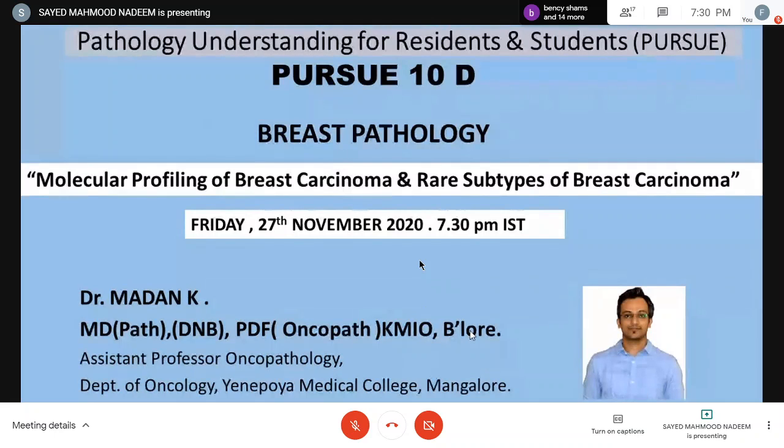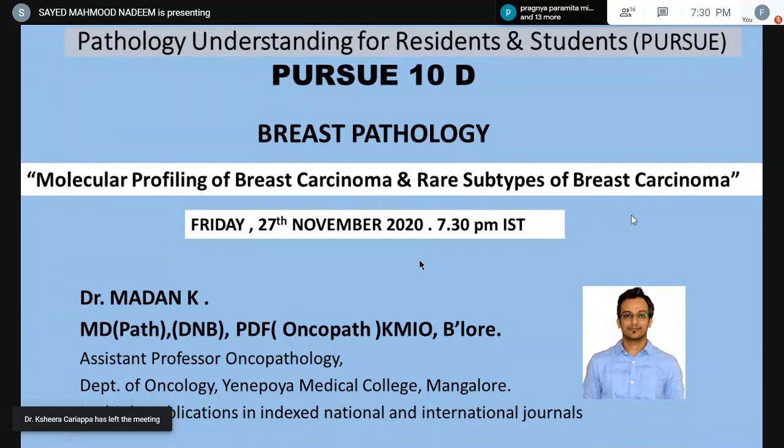And he will be talking on something which is the hot topic of this session, which is molecular profiling of breast carcinoma and rare subtypes of breast carcinoma.